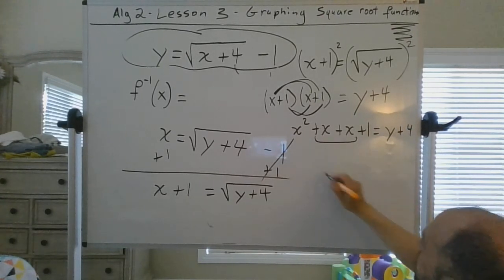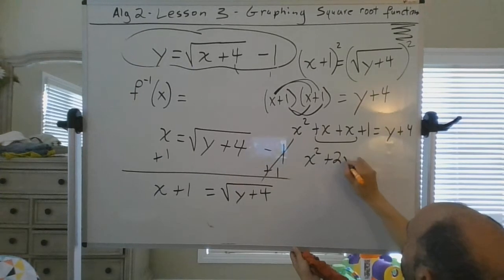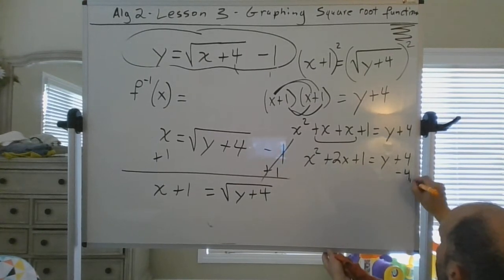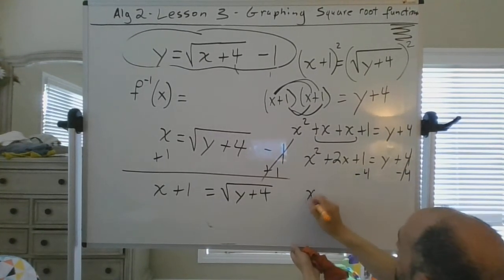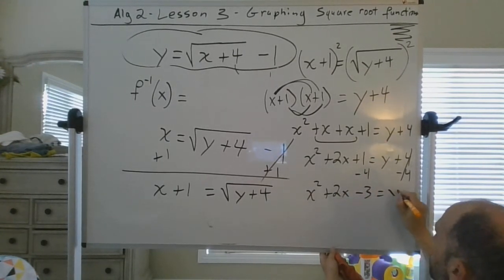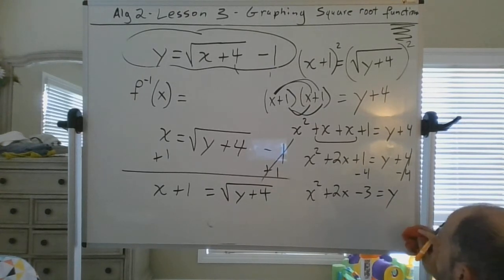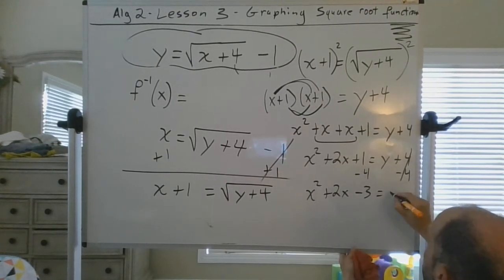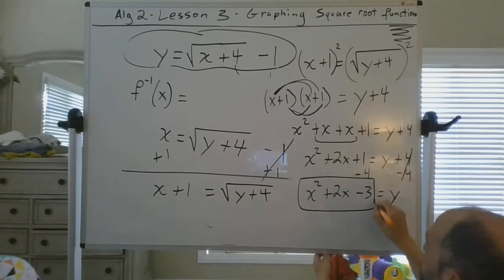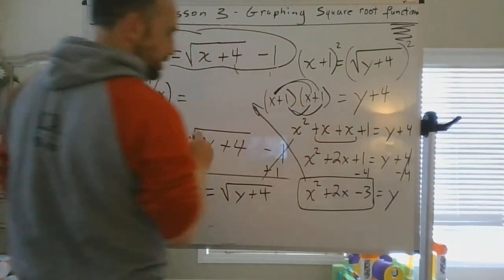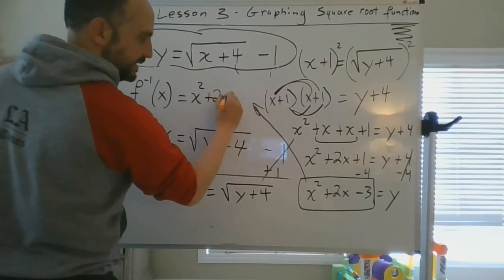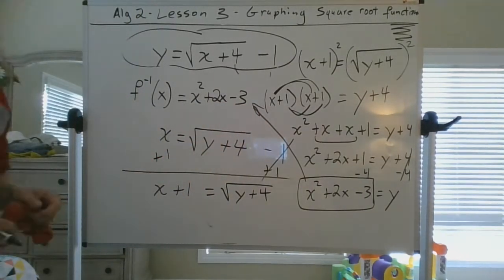I'm going to combine my like terms. x squared plus 2x plus 1 equals y plus 4. And then lastly, I'm going to subtract that 4, and we're almost done. x squared plus 2x minus 3 equals y. At the very end, instead of putting a y there, I'm going to put the inverse of f of x. So what we just found is that the inverse of f of x is x squared plus 2x minus 3. And we are done there.